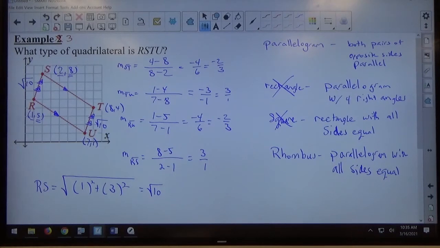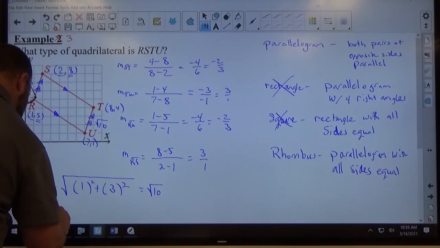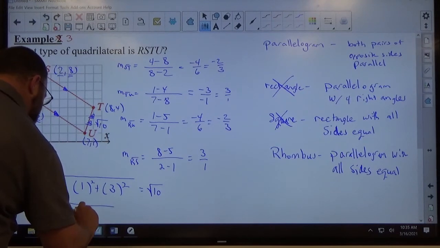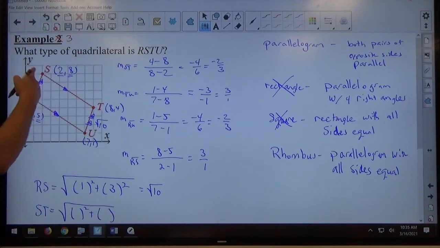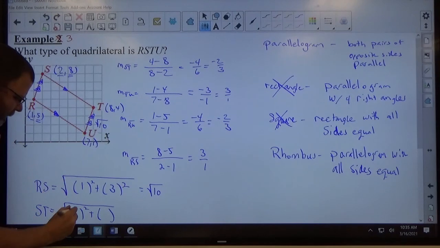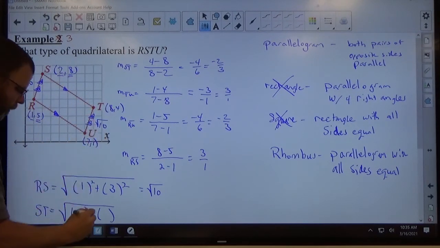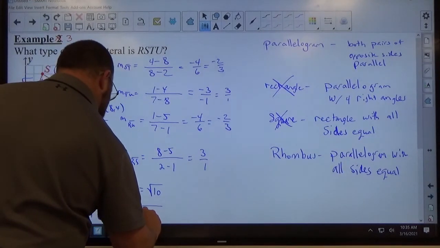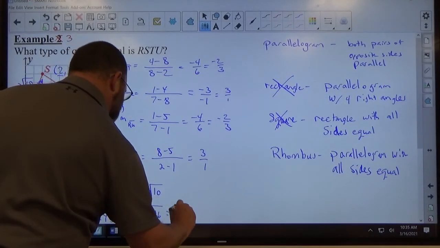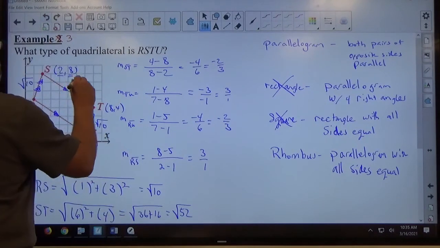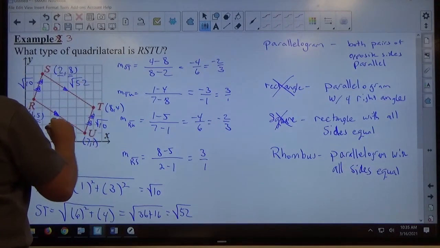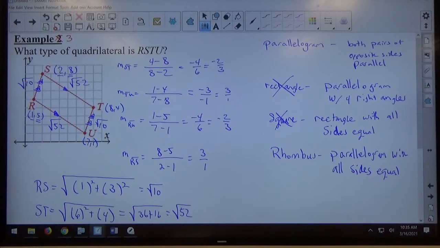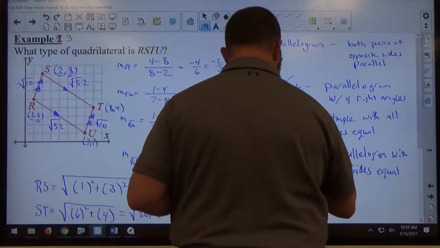I want to find the length of ST, same deal, square root of something squared plus something squared. S to T, 2 to 8 is 6, and 8 to 4 is 4. 6 squared is 36, 4 squared is 16, add them up, you get the square root of 52. These side lengths are not the same. Opposite sides are equal, but all 4 sides aren't the same. So it's not a rhombus, so this is simply a parallelogram.